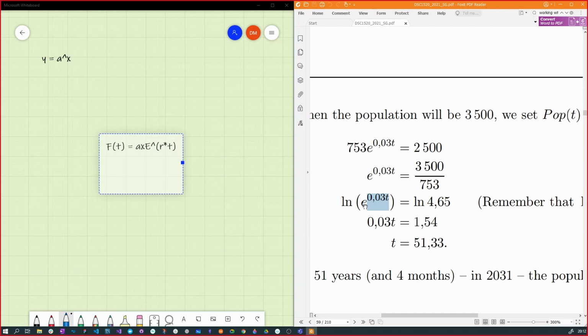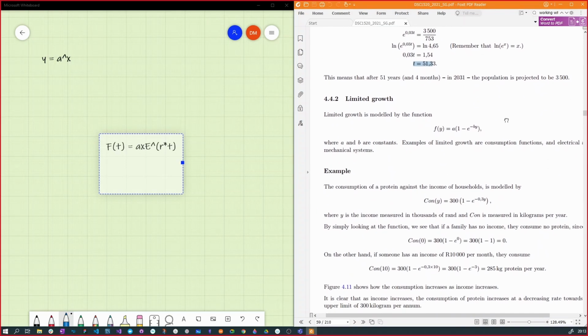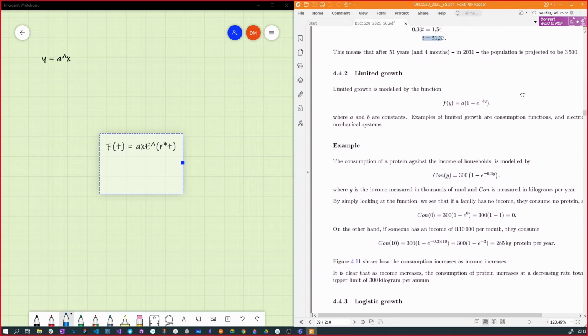So now we've taken out a variable from the function, and we only have t remaining, and all we have to do is divide this 1.54 by 0.03 to find out how many years it will take to get to a total population of 3,500. So, I mean, Samaguni, was that clear to you?